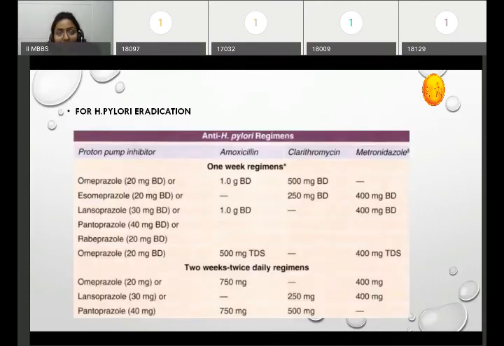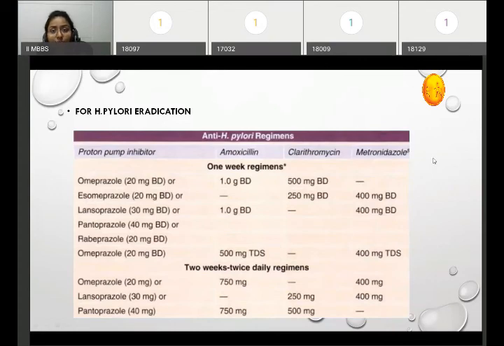Then in peptic ulcer cases, sometimes the H. pylori organism, a gram-negative organism, is also said to be positive. So you have to give anti-H. pylori regimens also here. In peptic ulcer cases, there are some anti-H. pylori regimens that are newly added in your books. These regimens are called the 1 week regimen or 2 week regimen.